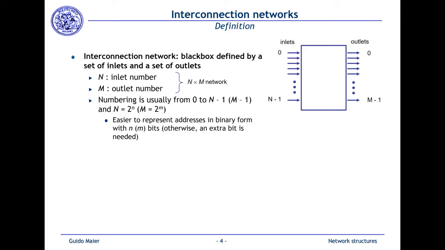Assuming that you have n equal to 2 to the power of small n, if you number the inlets from 0 to n minus 1, then you can use small n bits to write these addresses, while if you start from 1 to n, you have to use small n plus 1 bits. For example, if small n is 3, it means you have 8 inlets. If you number them from 0 to 7, you can use 3 bits, but if you number from 1 to 8, you have to use 4 bits. So this is why they are numbered this way.